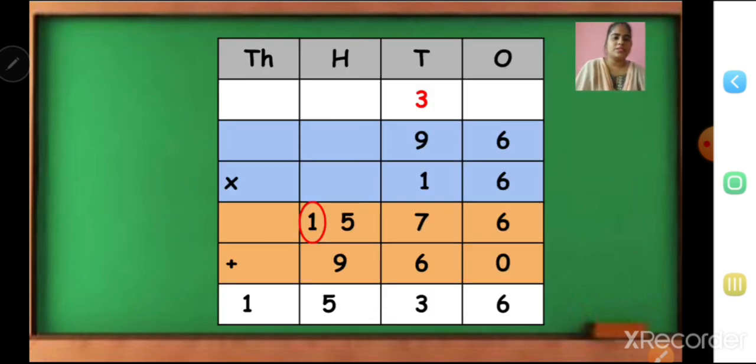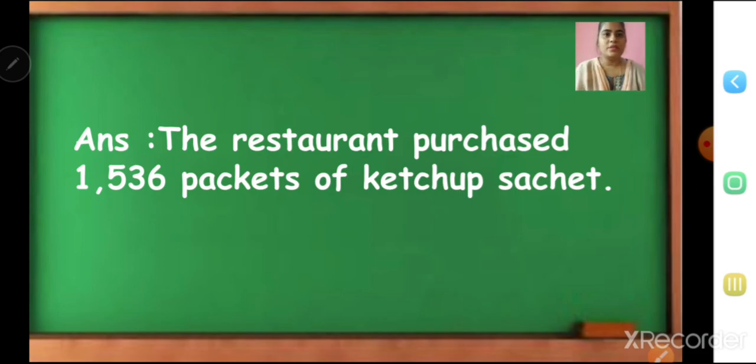So see children, here I have done the multiplication. 96 multiplied by 16. After multiplication, you will get the answer as 1536. So the restaurant purchased 1536 packets of ketchup sachet. Understood children?